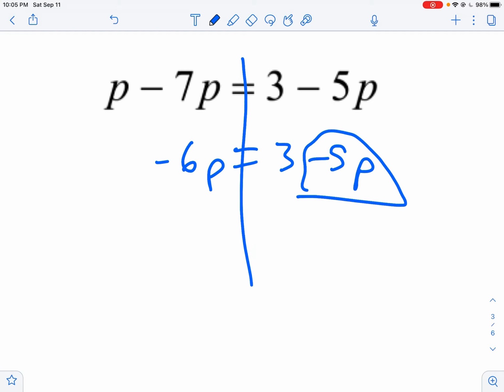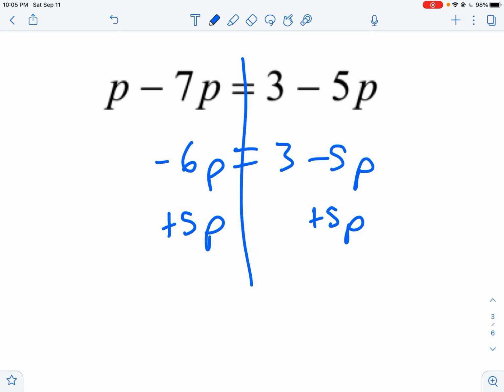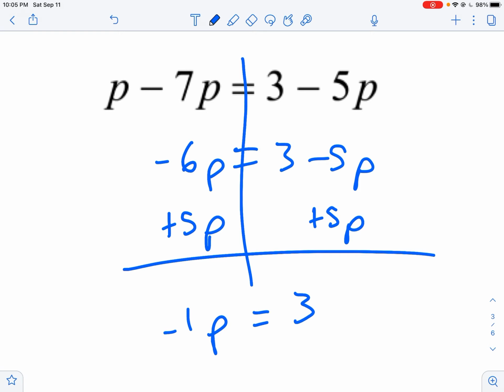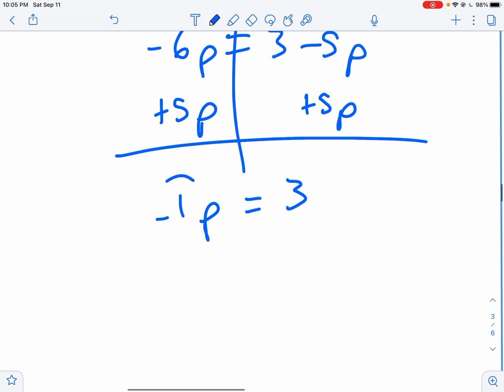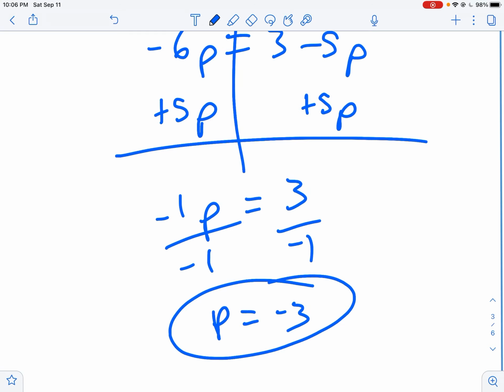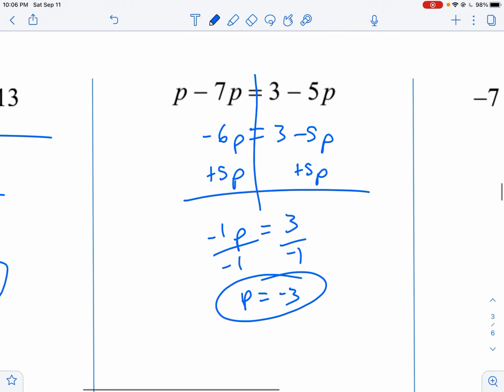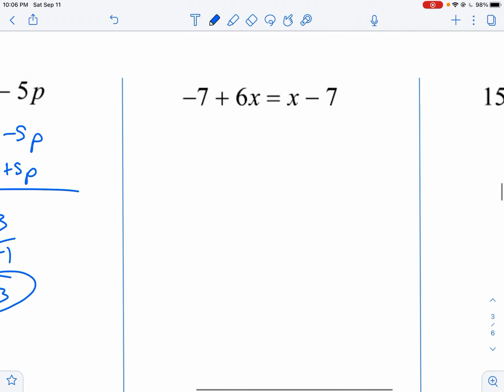So I see my negative 5p. I'm going to add 5p on both sides. And so I can just get all my variables on the left. That gives me negative 1p equals 3. And you do have to get rid of this negative in front, so we're going to divide by negative 1. And now I got p is negative 3. Answer. If you got that before seeing the answer, congratulations.